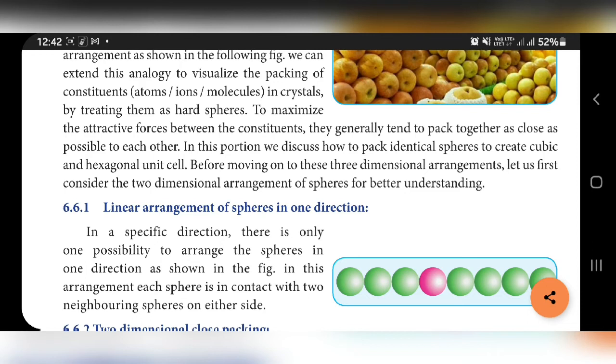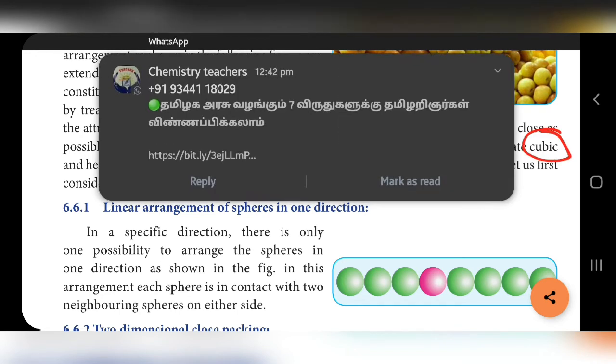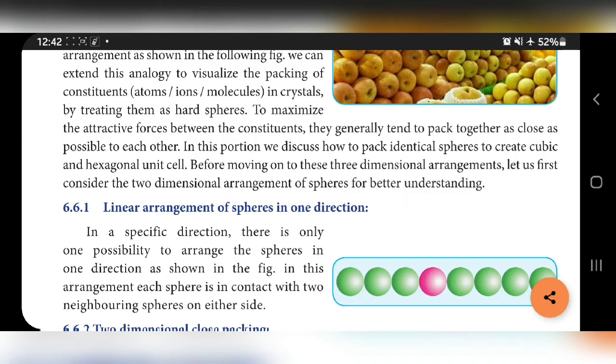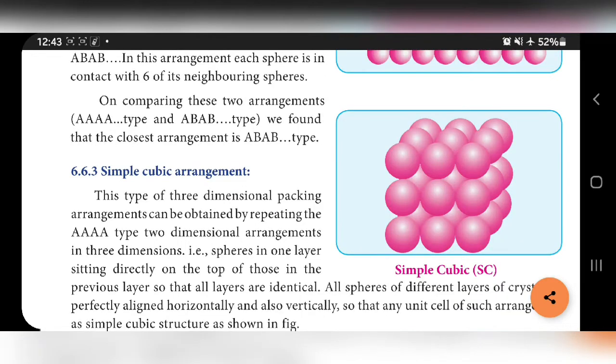In the introduction itself they told about cubic and hexagonal unit cells. So in this portion we discussed how to pack identical spheres to create cubic and hexagonal unit cells. Comparing these two arrangements, AA type and AB type, we found that the closest arrangement is AB type. So in AB type only, atoms are closely packed.